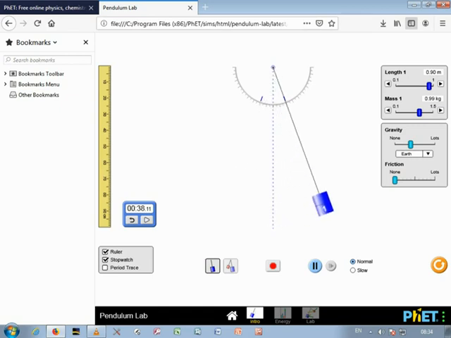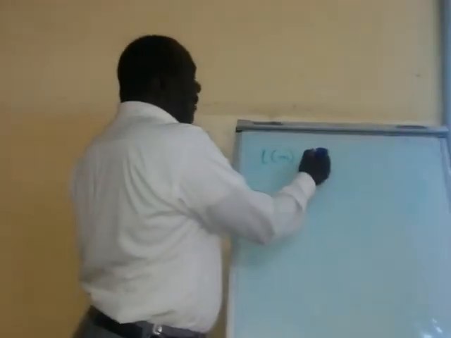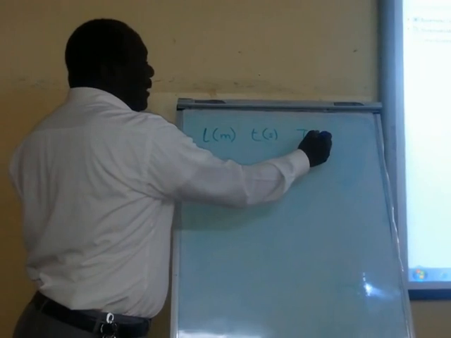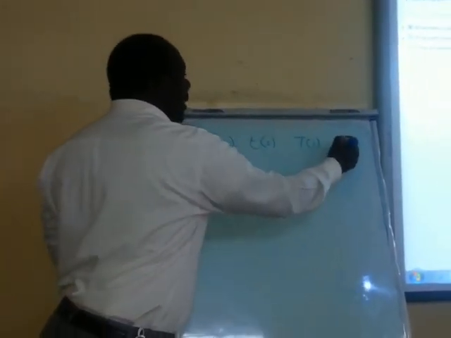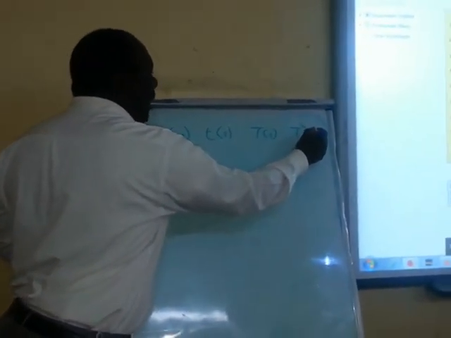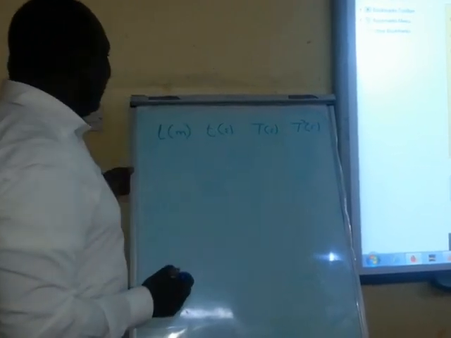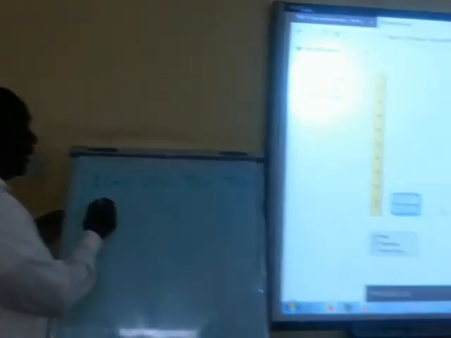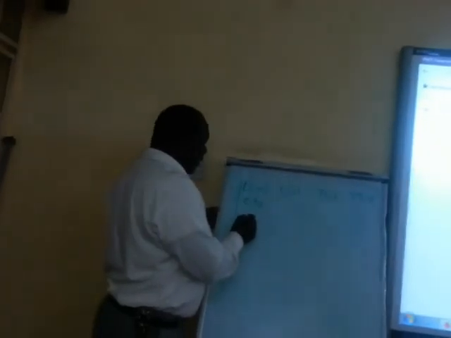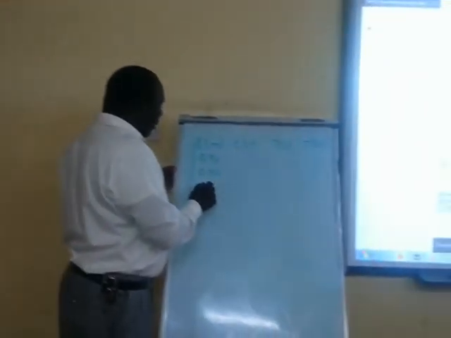But we want to see, can we draw a simple table, and we shall put L as being length. So we want our table to have length L, and of course the length is in meters. Then we shall have the time in what? In seconds. After we do that, we shall calculate the periods, and we shall also calculate the square of the period.